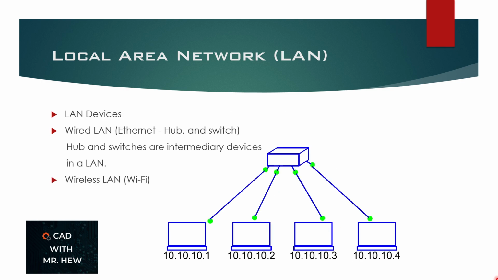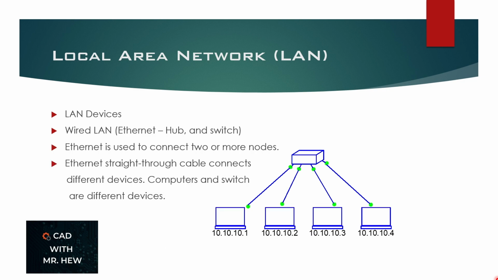LAN devices. We can have a wired one where we use an Ethernet cable and we would use a hub or a switch. Hubs and switches are intermediary devices in a LAN. Then the next type of LAN we can have is a wireless LAN that uses Wi-Fi.